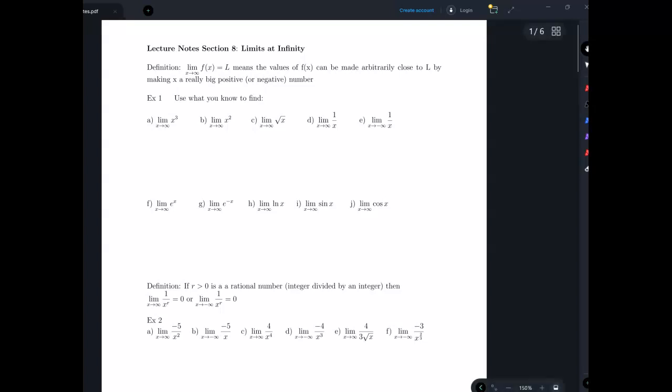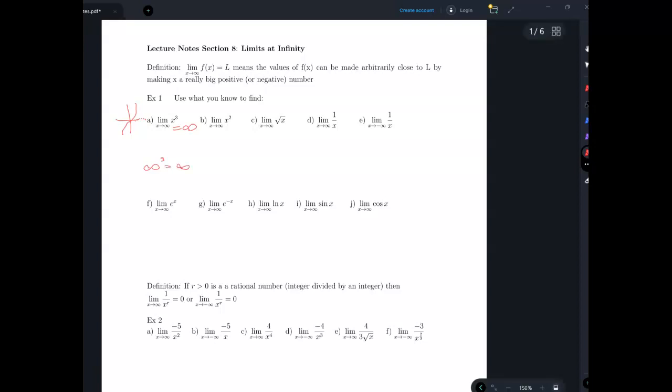So I want you to think about when you're taking the limit towards infinity, that you're also looking at the graph. So if I was to draw the graph of y equals x cubed and think about as x's are going to infinity, you can see that the y's are going to infinity. And then another thing I just want you to think of is that means infinity cubed is infinity.